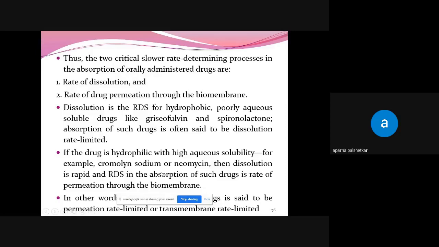If a drug is hydrophilic, having a high aqueous solubility, like cromolyn sodium or neomycin, the dissolution is going to be fast, and the rate determining step for absorption is going to be the permeation through the biological membranes. Okay. This is an example for it.